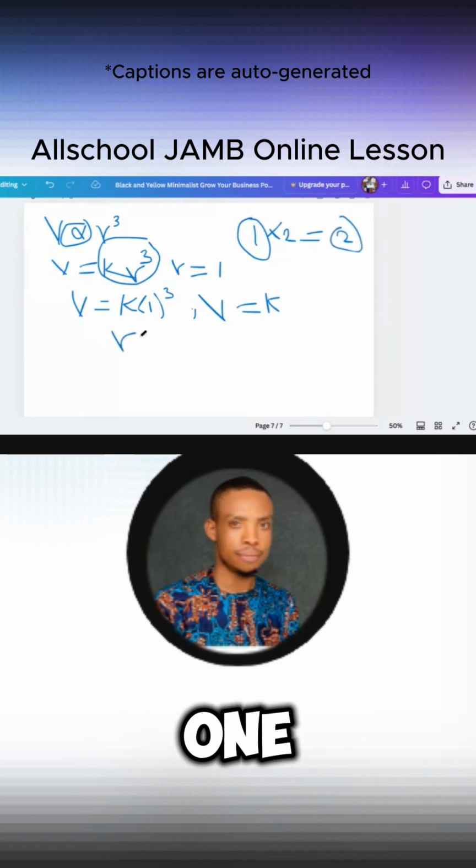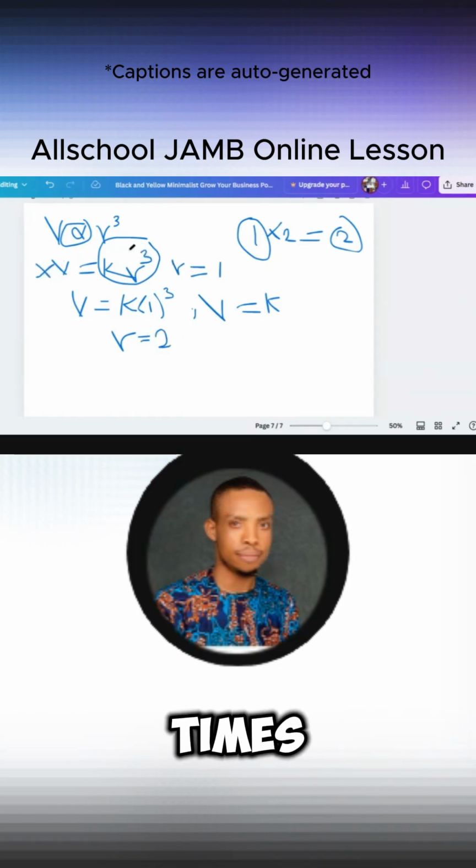Yeah, it started from 1. The question now said, how about if this R is being doubled? That means 1 times this 2, which will give us 2. That means our R here is 2.